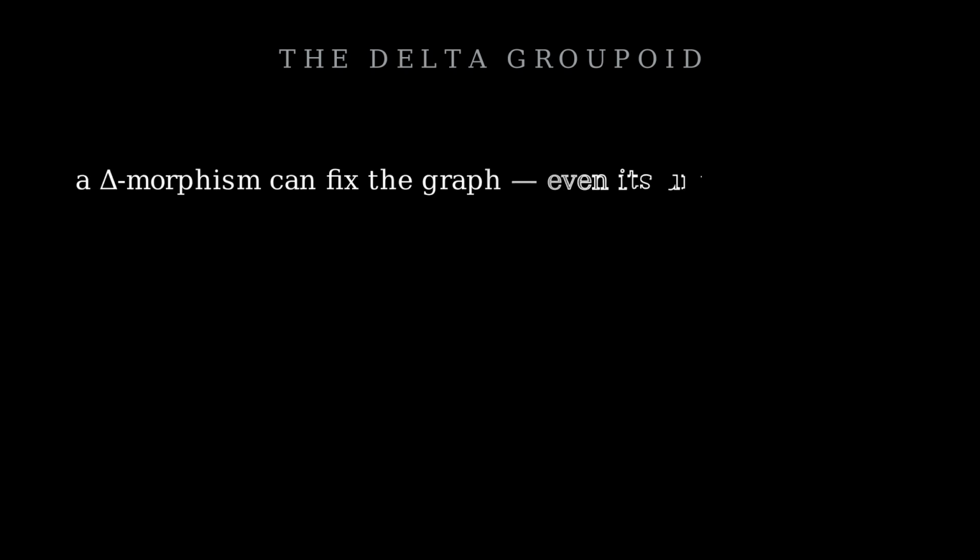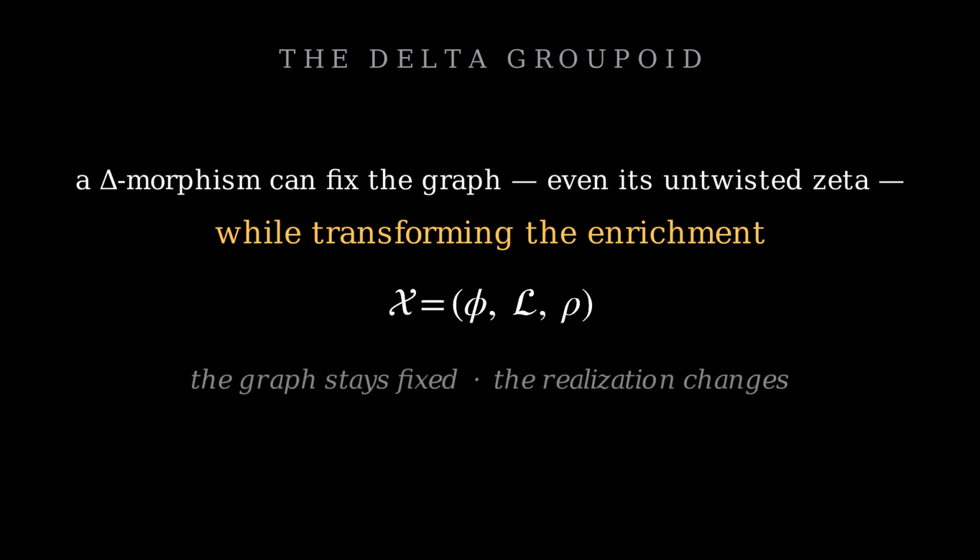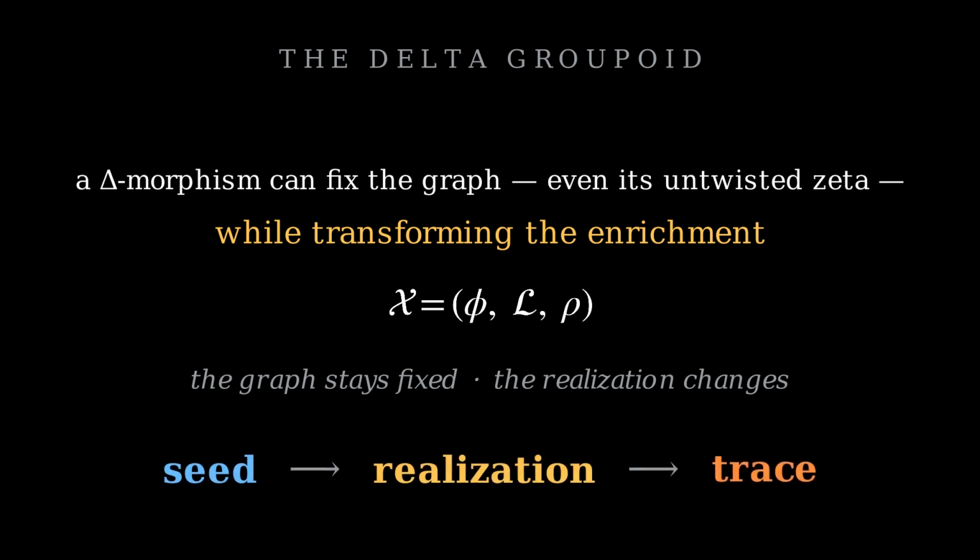This clarifies the role of the delta groupoid. A delta morphism may preserve the underlying graph and even the untwisted Ihara zeta function while transforming the enrichment data: the coloring, the local system, the holonomy class. So the delta groupoid acts not merely on Gamma but on the category of enriched realizations of the seed. The graph stays fixed, the realization changes. The functorial viewpoint separates 3 layers: seed, realization, trace.